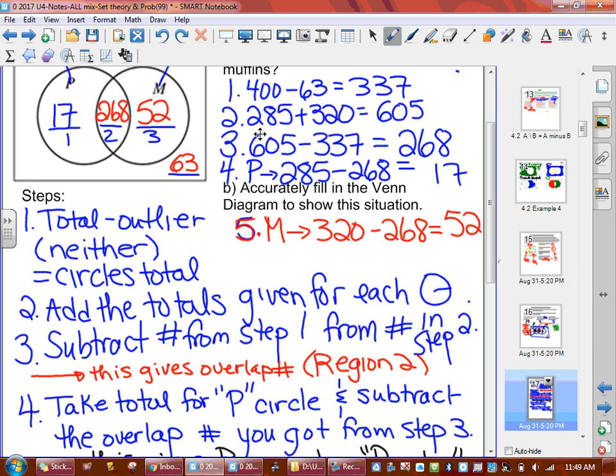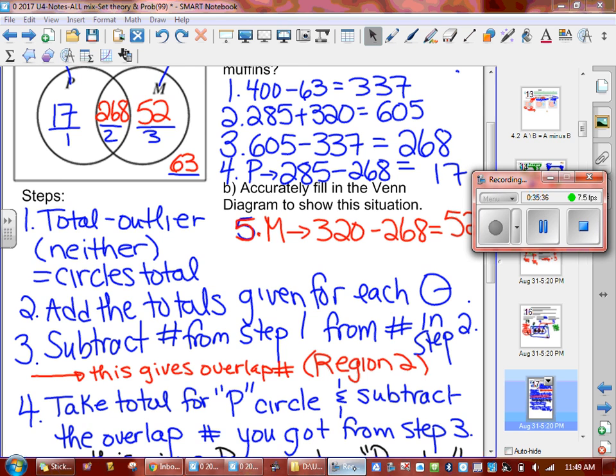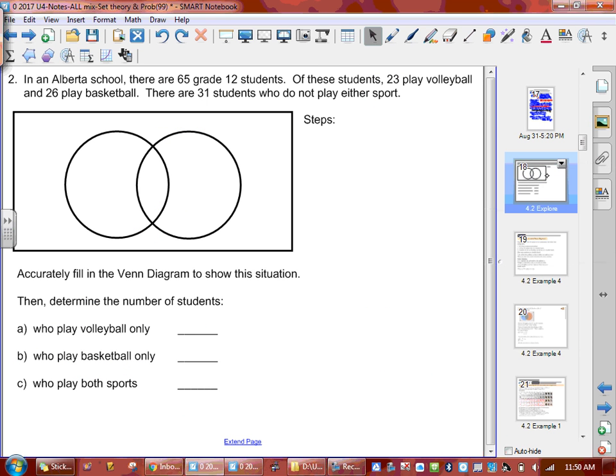Okay, example 2. In an Alberta school, there are 65 grade 12 students. So here is our total. Of these students, 23 play volleyball and 26 play basketball. So we're going to have a volleyball circle and a basketball circle. There are 31 who don't play either sport.